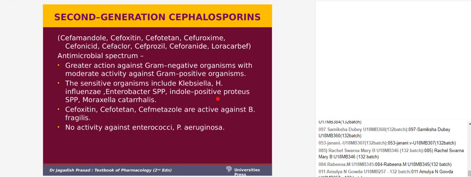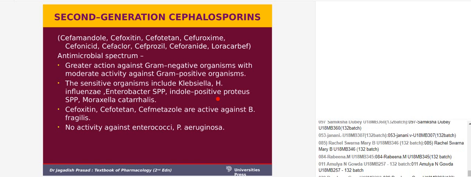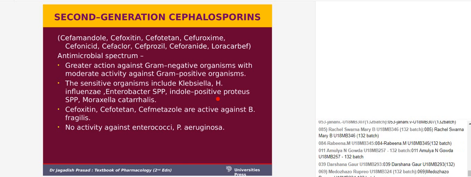When it comes to the second generation cephalosporins, these include cefamandole, cefoxitin, cefotetan, cefuroxime, cefonicid, cefaclor, and cefprozil. The second generation cephalosporins have a greater gram-negative spectrum while retaining some activity against gram-positive cocci, and are active against Enterobacter species, indole-positive Proteus species, and Klebsiella. They are more resistant to beta-lactamase, except the drug cefaclor.